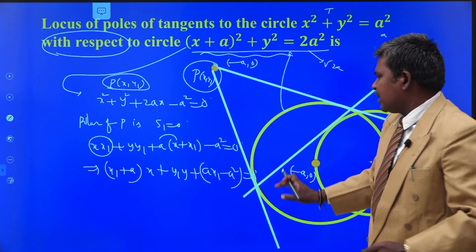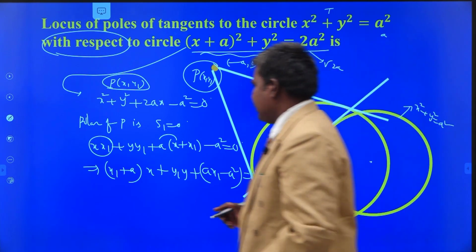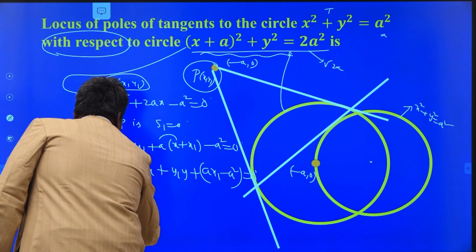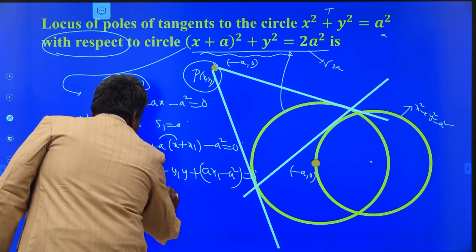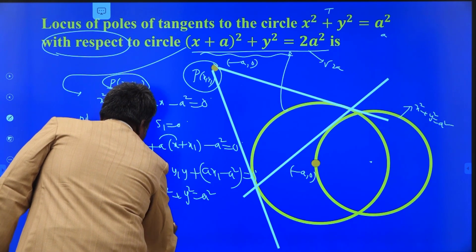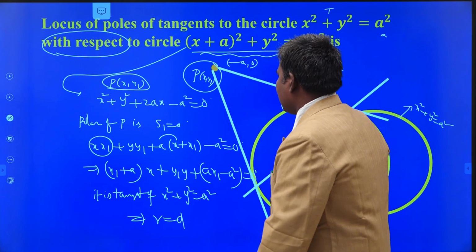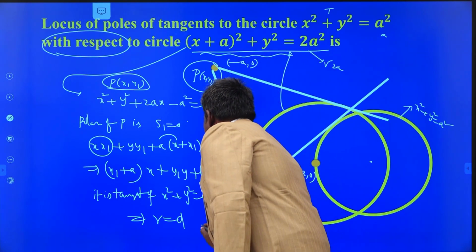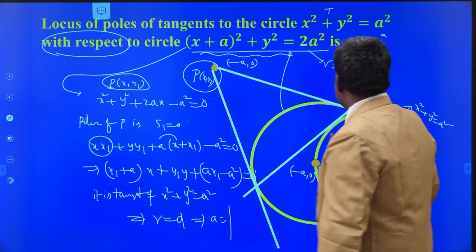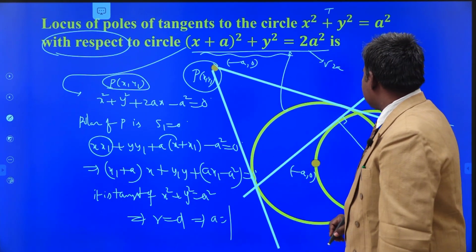This polar is what now? Tangent to my circle x square plus y square equals a square. For tangency, we mean r equals d: the radius of the circle is equal to the perpendicular distance from the center to the line. What is the radius of the circle? a. We have to draw the perpendicular distance from the center to the line. This is the condition. What is the center of the circle? Origin.